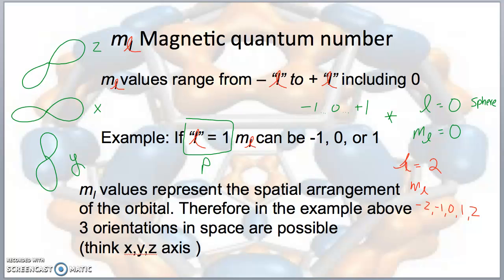When l equals 1, we have three spatial arrangements, or we could say m sub l equals -1, 0, or +1. I like to think of this in terms of an xyz axis. Since l equals 1, our orbital is dumbbell shaped. See in the upper left how the dumbbell can exist along the x-axis, the y-axis, or the z-axis? This is why there are three p orbitals.